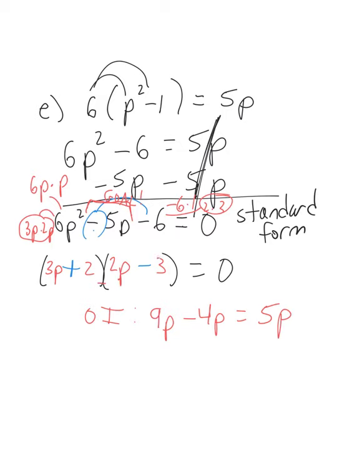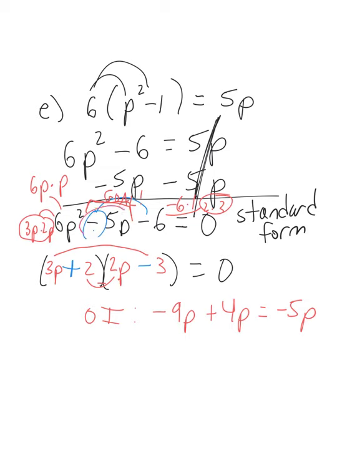This should work, but I'm going to check it again just to be sure. So when we do the OI, check again. Now the outer terms, 3p times negative 3 is negative 9p. Inner terms, 2 times 2p is positive 4p. Negative 9p plus 4p is negative 5p. Yay, that was our goal, middle term above. So we have factored correctly. So the hard part is done.